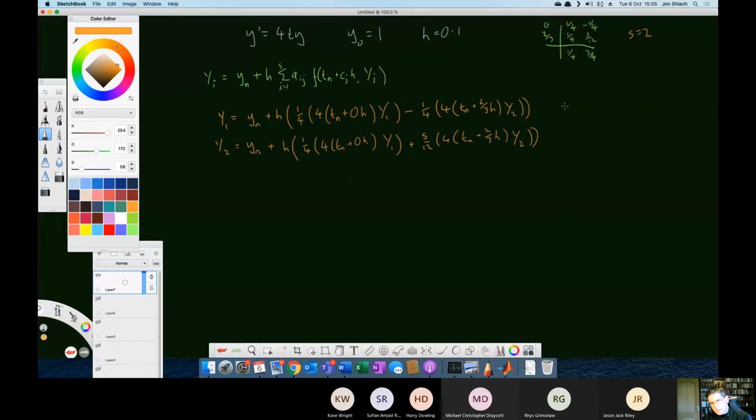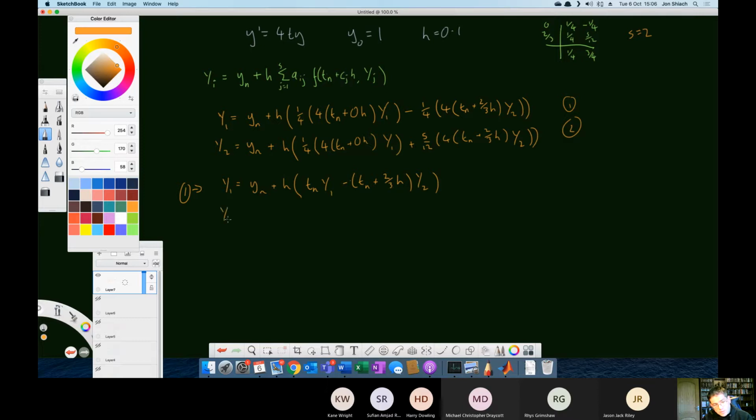So what I'm going to do is simplify these to start with. If I simplify the right-hand side for equation 1, well, 1/4 times 4 is obviously 1, so we're just going to have Tn times Y1. And our second term in the bracket, again, 1/4 times 4 is 1, so we're going to have Tn plus 2/3. Oh, I've forgotten an H. I'll redo that. That should be 2/3 times H, and that's multiplied by Y2.